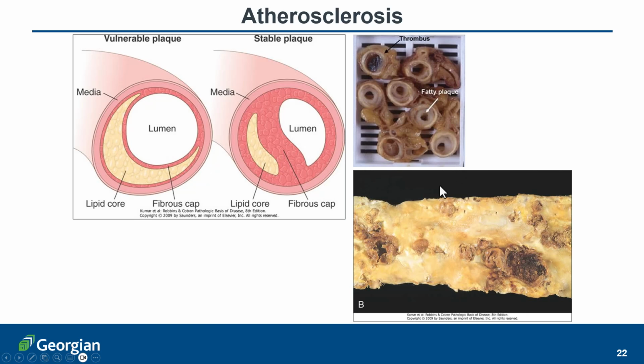So if you look at the diagrams on the right, you can see the formation of a thrombus over here. Here's the fatty plaque, and here the plaque has ruptured for whatever reason and a thrombus has formed. You have 100% occlusion over there, and that can lead to, for example, a myocardial infarction. Over here you can also see a plaque has ruptured and the thrombus has formed.